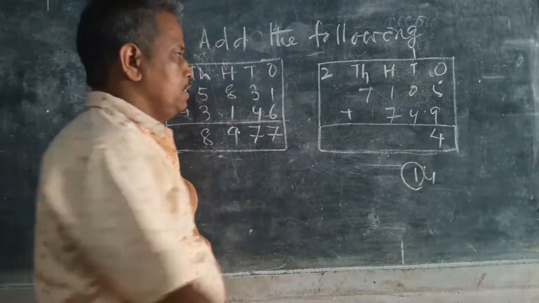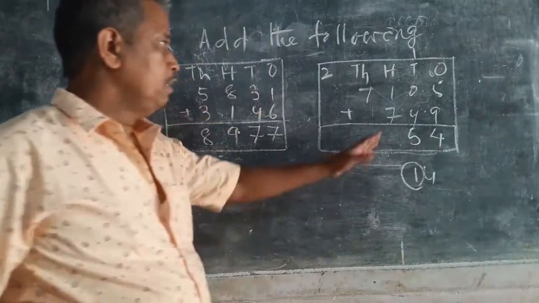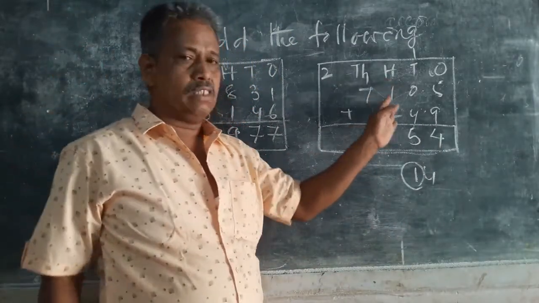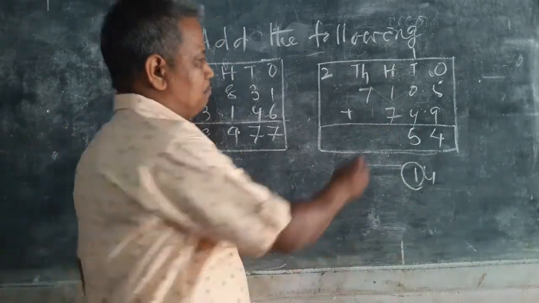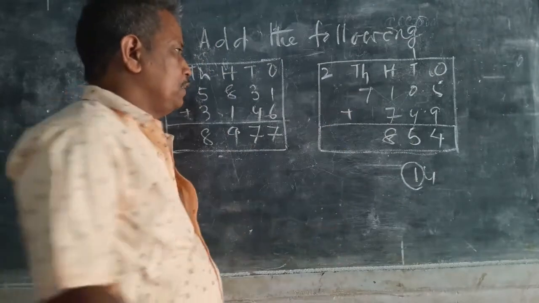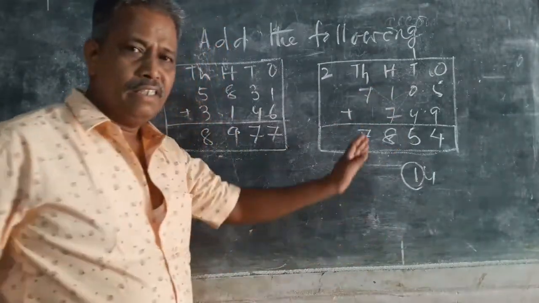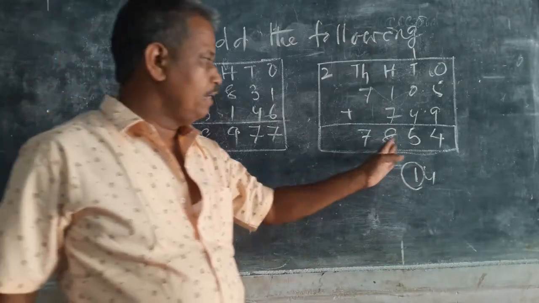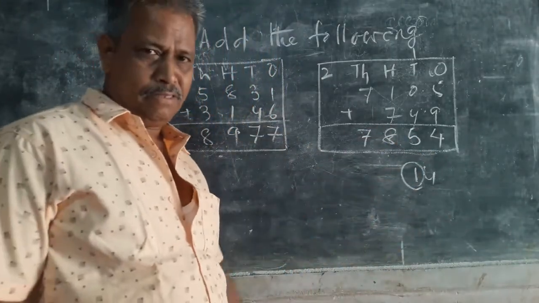So the answer is 4 plus 1 equal to 5. Then the hundreds place, the numbers are 1 and 7. 1 plus 7 equal to 8. Then in the thousands place, there is only a single number, that is 7. So the answer is 7854. Okay, you do all the rest of the problems.